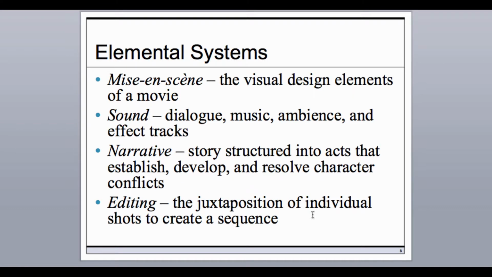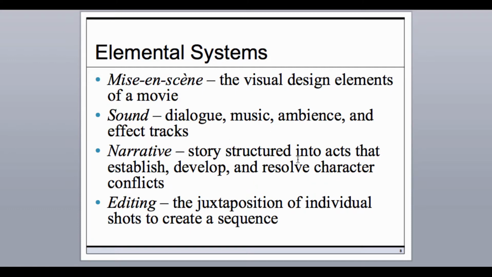So here are some basics. The elemental systems: mise-en-scène is the visual design elements of a movie. It goes beyond the image. It includes sound, lighting, everything within that frame. Sound is the dialogue, music, ambience, and effect tracks put into a film. So dialogue may be recorded on location or inserted later. Music is what you hear in the background at different times. Ambience would be natural sounds that you expect to hear, but they may be added at a different time. And then effect tracks would be those special effects sounds that help carry the meaning of the scene.